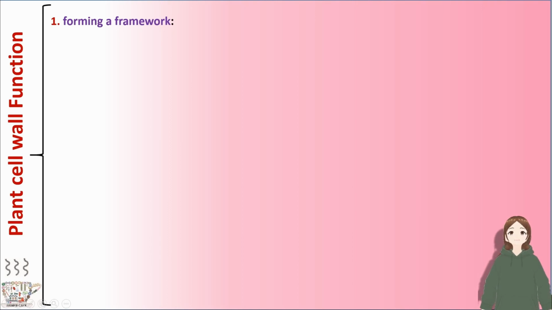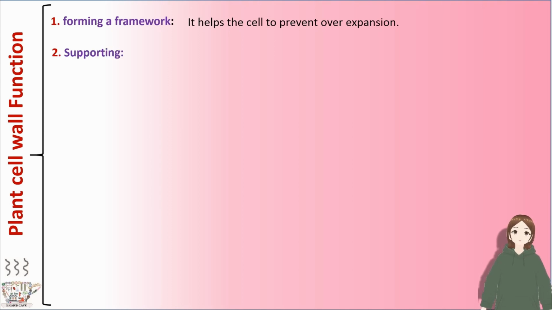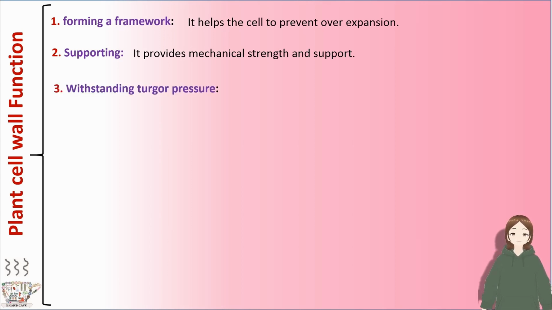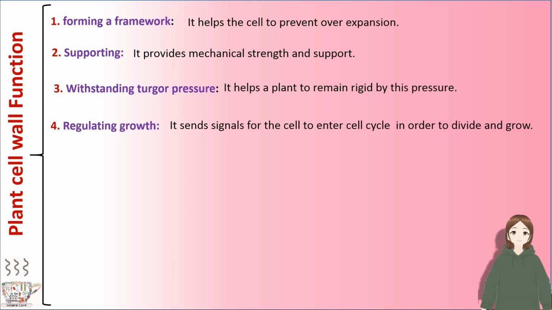1. Forming a framework. It helps the cell to prevent overexpansion. 2. Supporting. It provides mechanical strength support. 3. Withstanding turgor pressure. It helps a plant to remain rigid by this pressure. 4. Regulating growth. It sends signals to the cell to enter cell cycle in order to divide and grow.